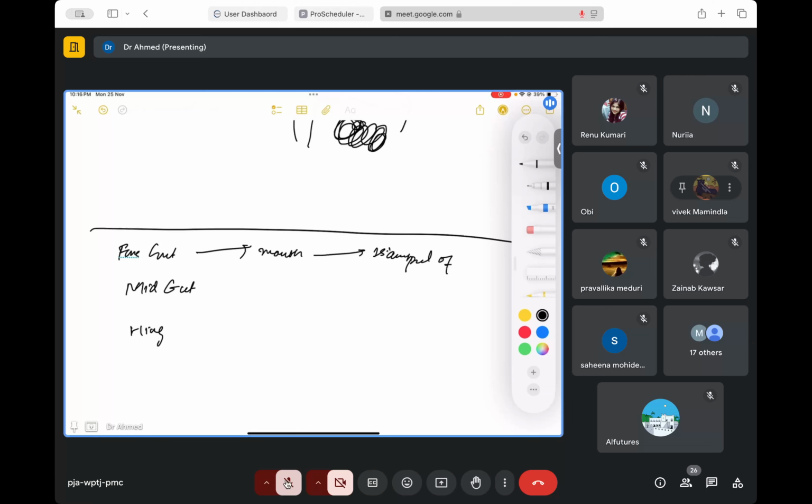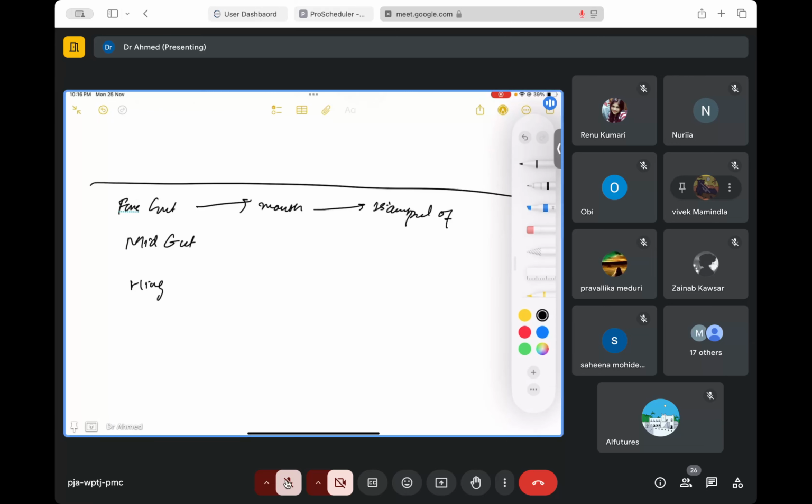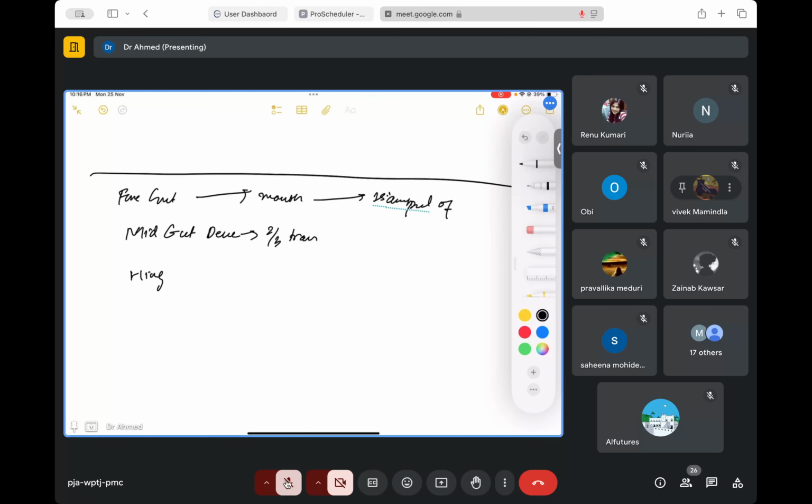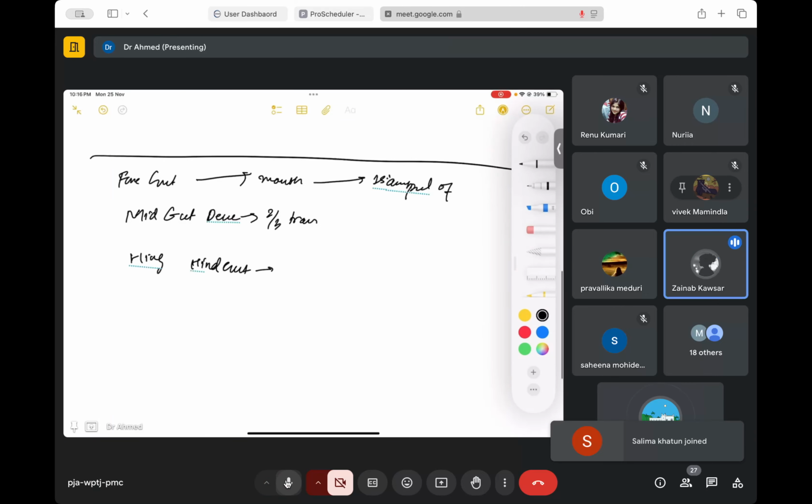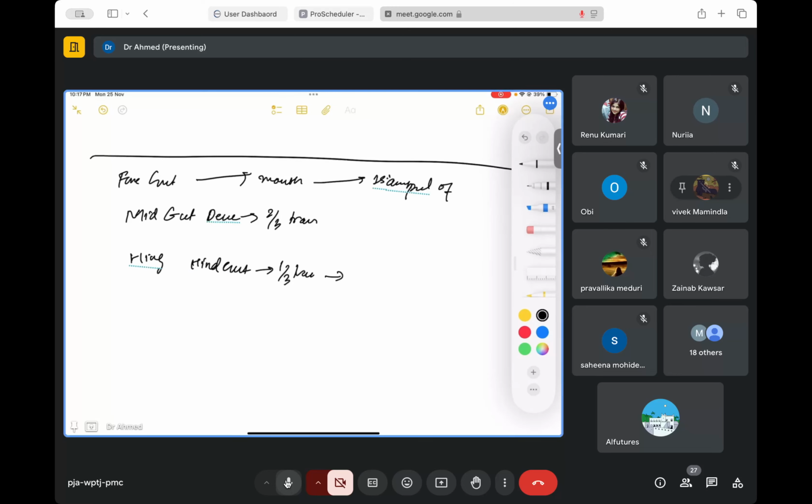Okay, but the midgut starts from beyond the ampulla of Vater, from the duodenum till, yes, two-thirds of the transverse colon, right? Like all of your small intestine, then your cecum, ascending colon, and two-thirds of your transverse colon. And the hindgut is the remaining one-third of the transverse colon till the pectinate line. Perfect, the pectinate line of the anal canal, right? Okay, we'll be discussing what the pectinate line is and everything.